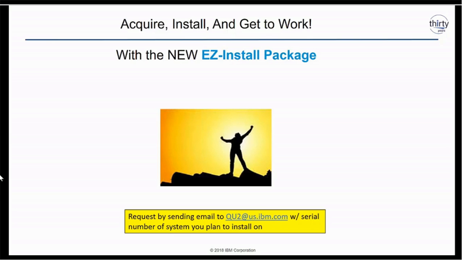You request the Easy Install package by sending an email to, again, the QU2 at us.ibm.com ID, and please include your serial number. And this is good for both a brand new installation, an upgrade to an existing installation, or if you want to just try out the latest version in a trial type environment. You can use Easy Install for all those types of scenarios.